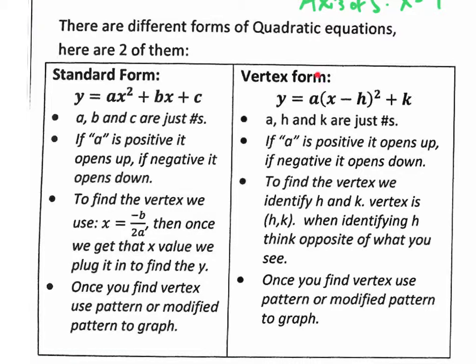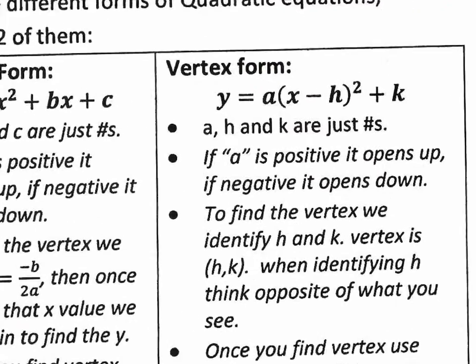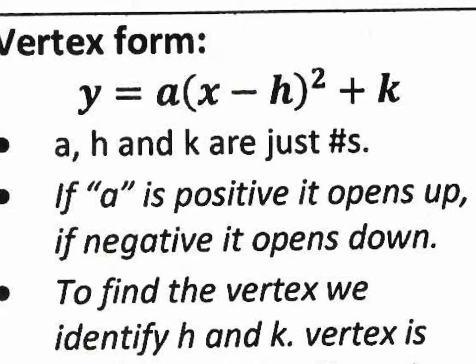Now, this new form, vertex form, is the way it's organized. So if you see an equation that's organized like this, by the way, you need to memorize this: y equals a(x minus h) squared plus k. If it looks like this, you're going to be able to see the vertex without doing any math. You're going to love this. You're going to love it, right?